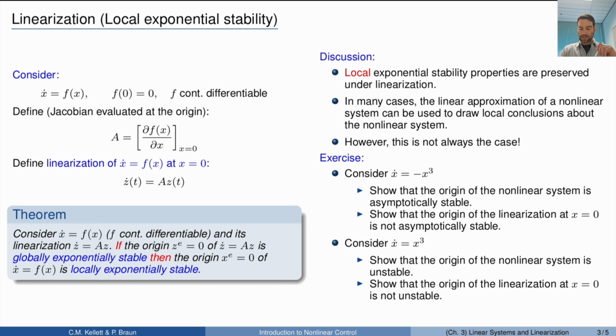If we look at another example, x dot is equal to x to the power 3, well, then it can be shown, again, using Lyapunov theory and corresponding Lyapunov methods, that the origin in this case is unstable. But if we again look at the linearization, we end up again with x dot is equal to 0.